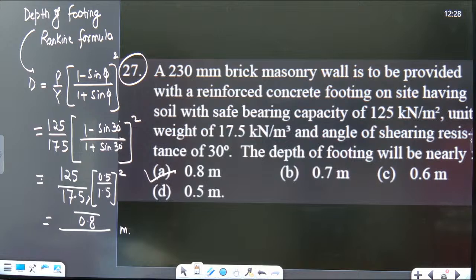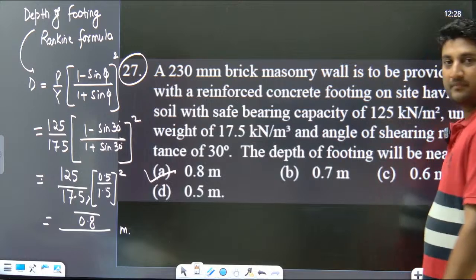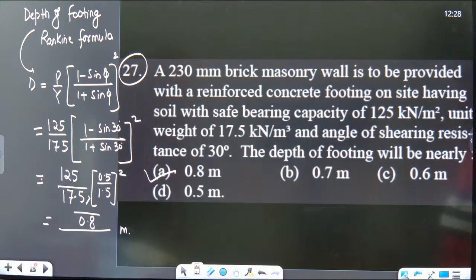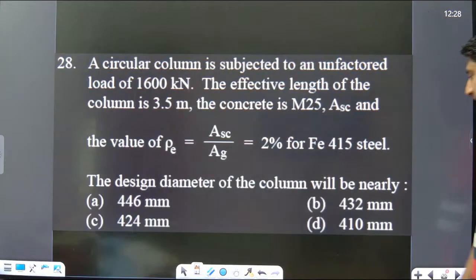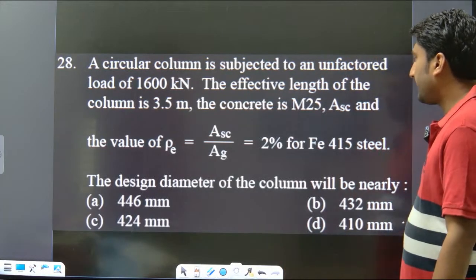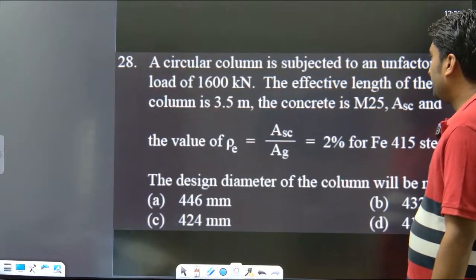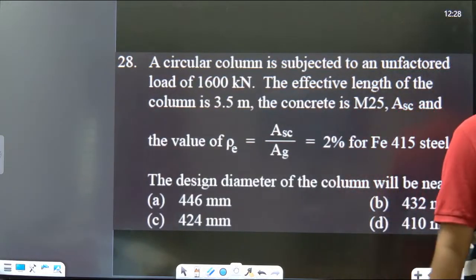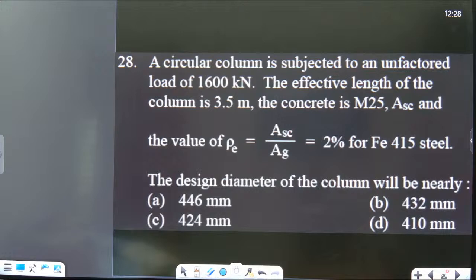Yes, Q upon gamma. Instead of Q, I have taken P. That signifies the safe bearing capacity. Understood? Moving ahead. Answer this question. Now, you can use the virtual calculator for this question. You are allowed to use virtual calculator in this case.